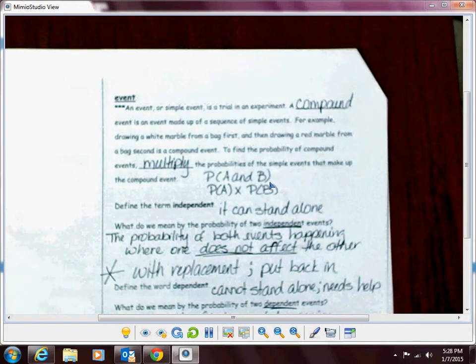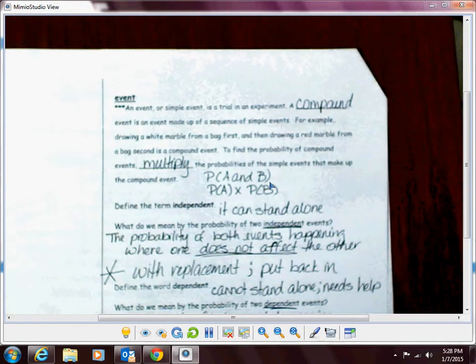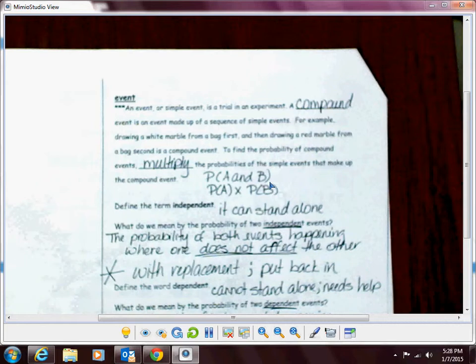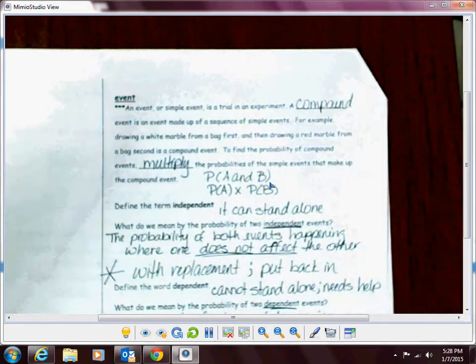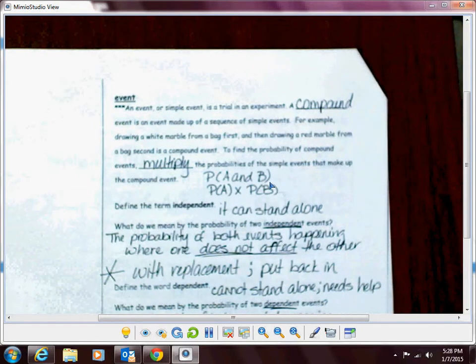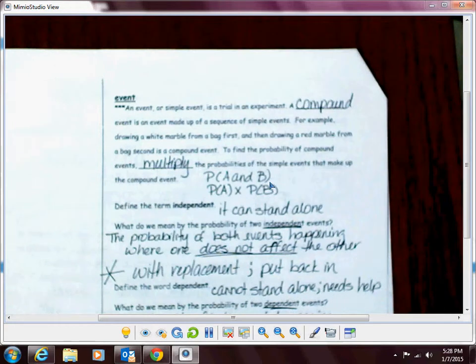An example of a compound event would be drawing the white marble from the bag first and then also drawing the red marble from the bag. If it was just simple, then you would only be drawing the white, or you would only be drawing the red. To find the probability of compound events, you multiply the probabilities of the simple events that make up the compound event. Now remember, you may also be adding. It just depends on if it says and or or.